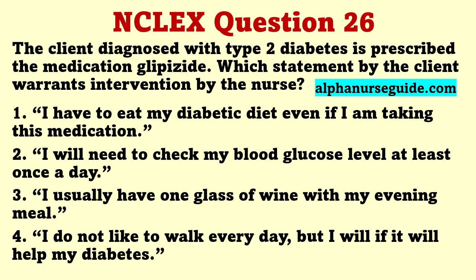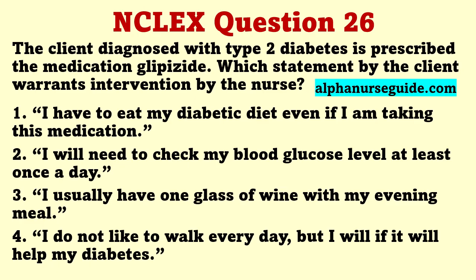I usually have 1 glass of wine with my evening meal. Glipizide is a sulfonylurea which stimulates the pancreas to secrete more insulin. Sulfonylureas and biguanides may cause an Antabuse-like reaction when taken with alcohol, causing the client to become nauseated and vomit. Advise the client to abstain from alcohol and to avoid liquid over-the-counter medications that may contain alcohol. Alcohol also increases the half-life of the medication and can cause a hypoglycemic reaction.